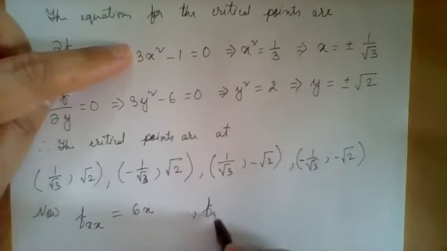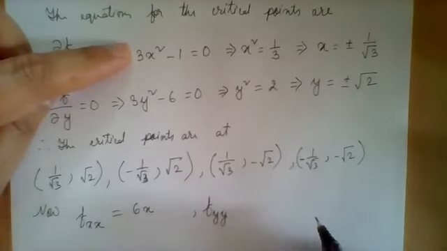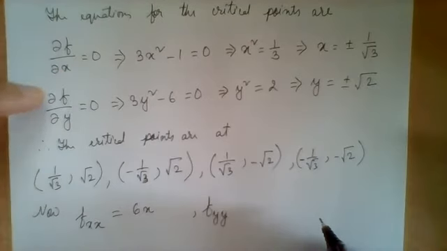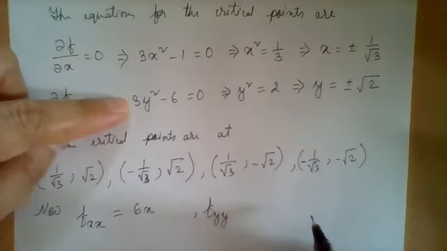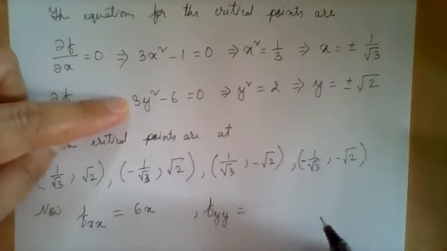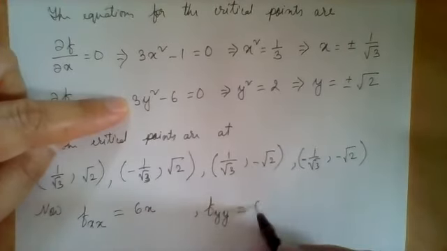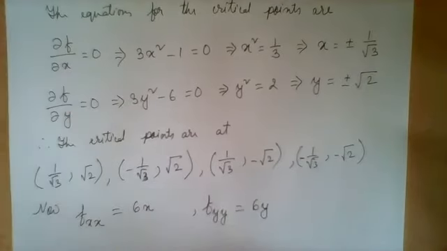Now fyy. Now let us calculate fyy. What is del f by del y? Del f by del y is 3y squared minus 6. Now you differentiate this again with respect to y. What do you get? 6y.